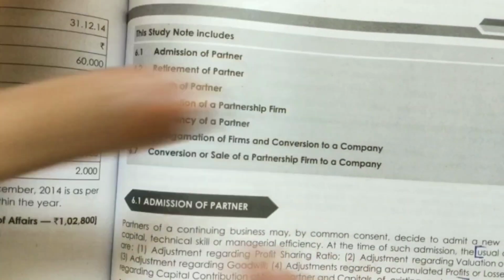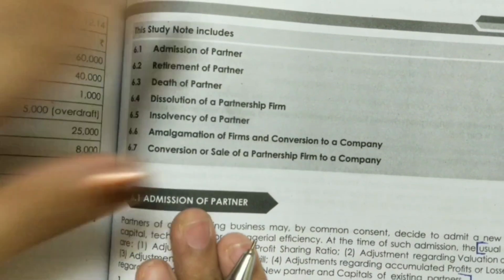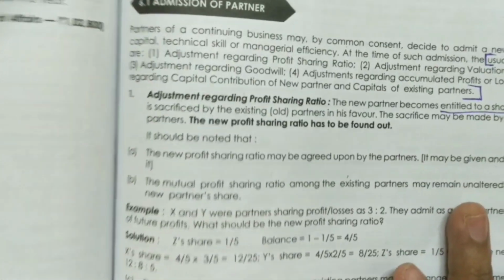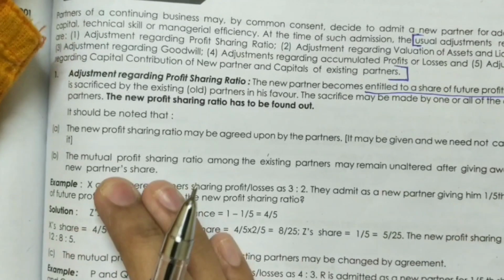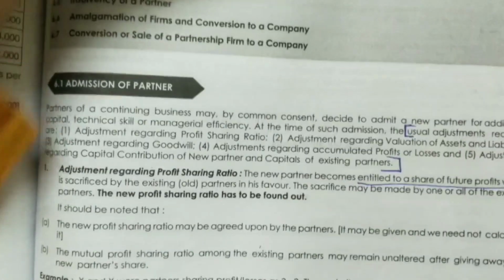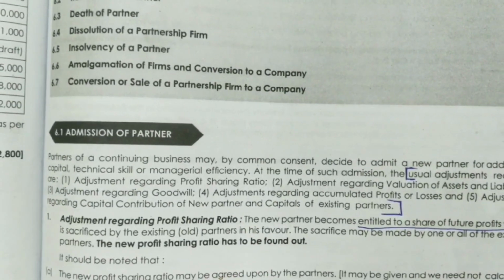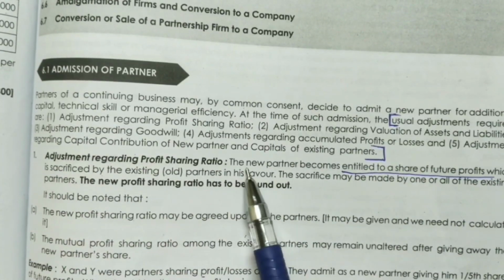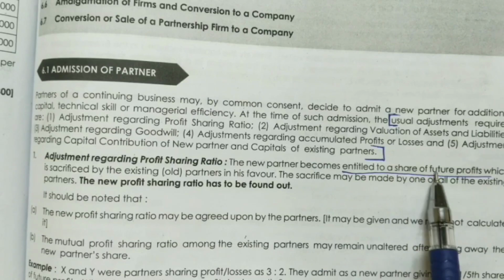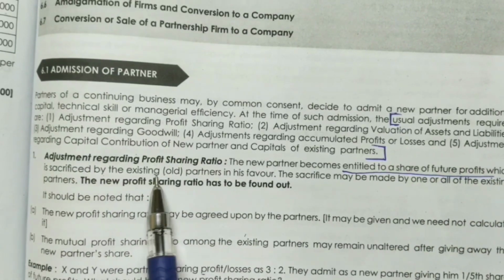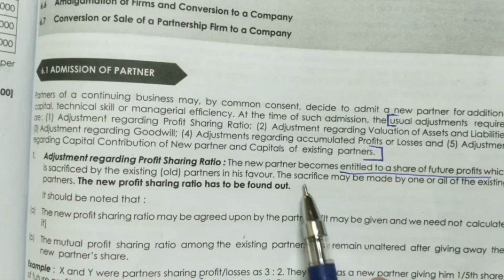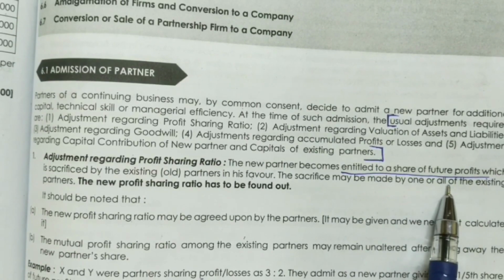So these were all the important points you have to keep in mind before you learn admission of a partner. Now let's see the important points we have to cover from our study mat. The first point is about adjustment regarding profit sharing ratio. The new partner becomes entitled to a share of future profits which is sacrificed by the existing or old partners in his favor. The sacrifice may be made by one or all of the existing partners.